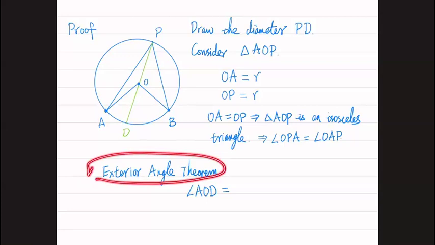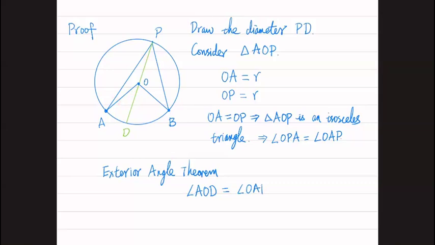Okay, this is an exterior angle. The exterior angle tells us this equals the summation of the two remaining angles. Wait, you're saying angle O equals angle A plus angle P? Yes. Oh, right. So this is the exterior angle theorem.